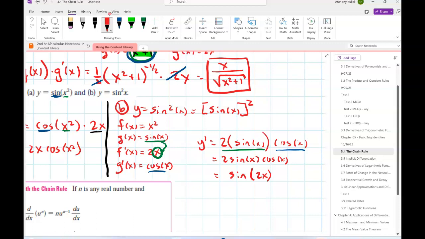Yes? Why was that outer function x squared? Because if I look, the squared is being applied to the sine, right? So the outer function is the squaring, and we just need one spot to plug something in, so it's just an x squared. Does that make sense? Yeah, that makes sense.